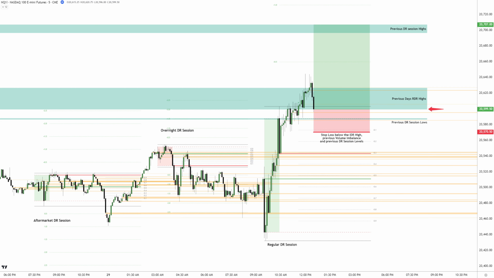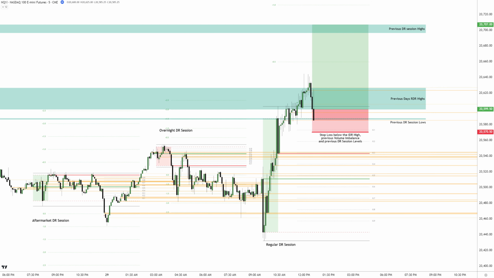By covering the IDR high, the volume imbalances, and previous DR levels with your stop loss, this setup offers a potential 3.7R targeting the previous DR session level. While the 1 standard deviation level is right above, it's smart not to be greedy here. 3.7R is more than enough. Just look at the next candle rejecting that key area.